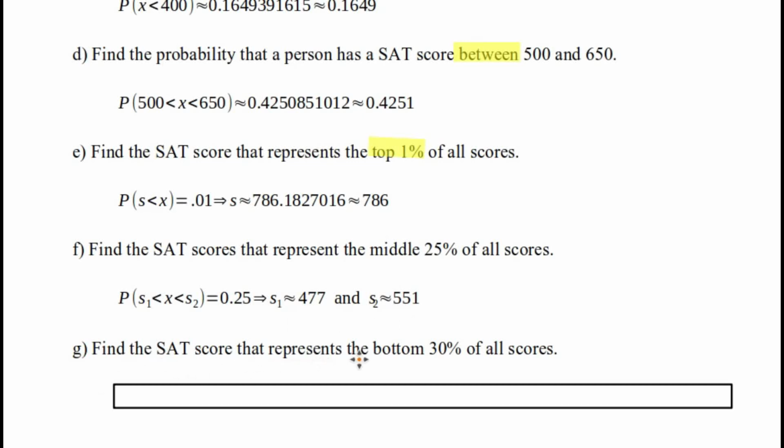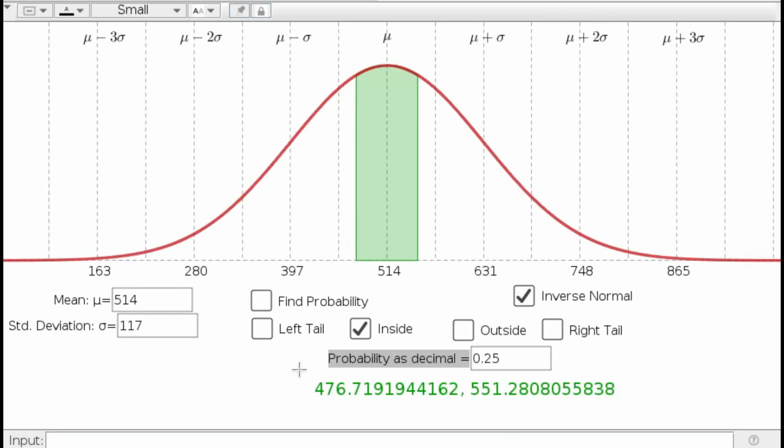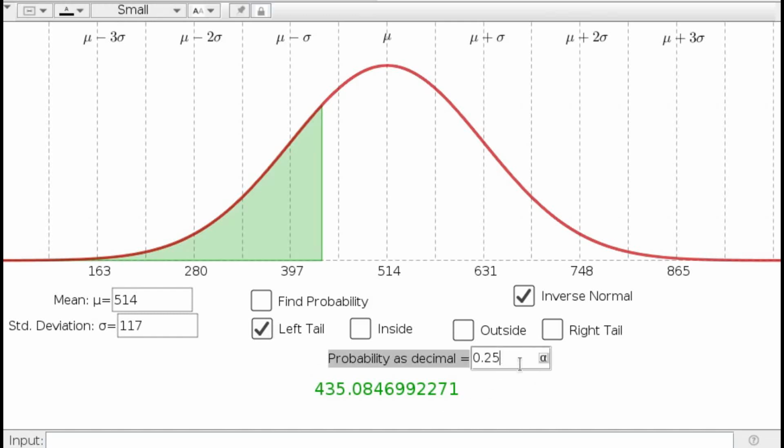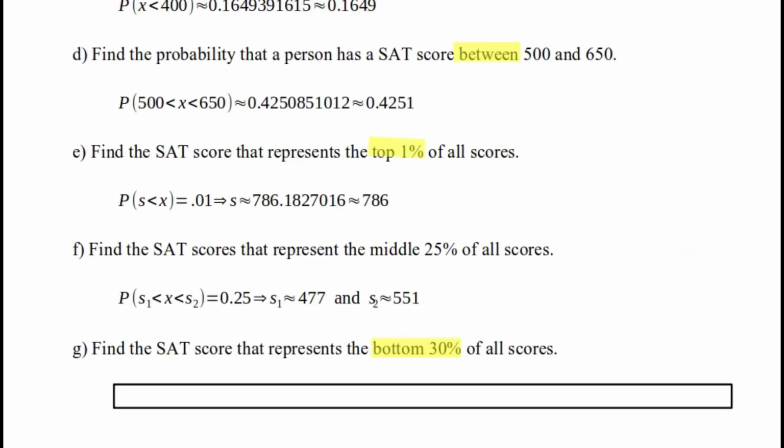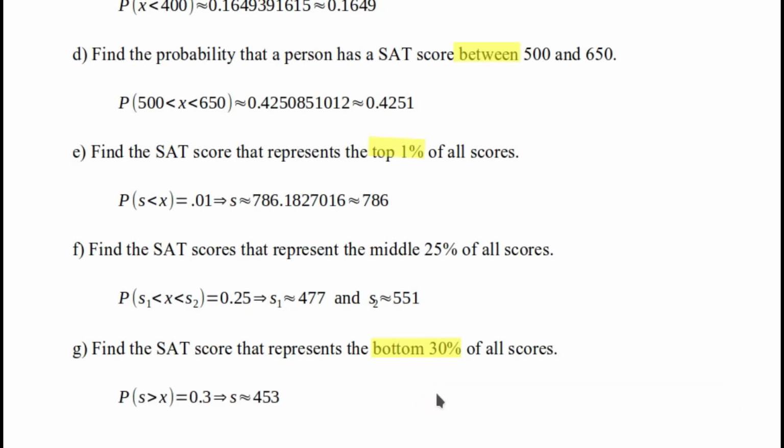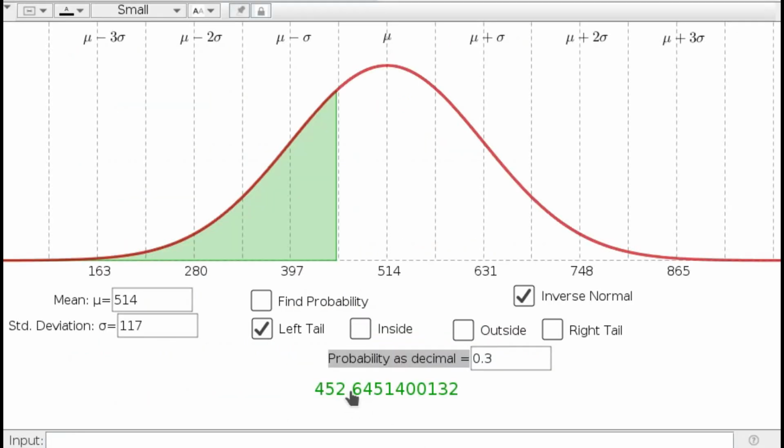Find SAT scores that represent the bottom. So now we're talking about being less than and containing 30% of all the scores. So we're interested in being to the left of and containing 30%, 0.3, and it looks like that boundary score is 453 when you round. So let's state our answer. We're interested in the SAT score that is larger, that is the upper bound that contains a probability of 30%. It looks like that score is 453 when you round.